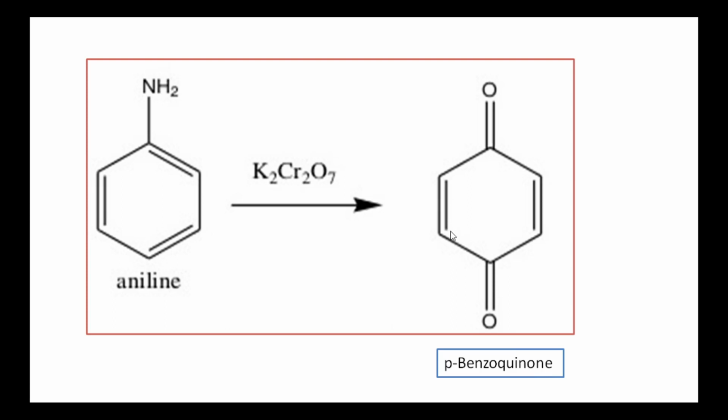That is, when oxidation is proceeded with dichromate, aniline is converted into para-benzoquinone. This is a quinone molecule. These two are in the para position, so it is known as para-benzoquinone.